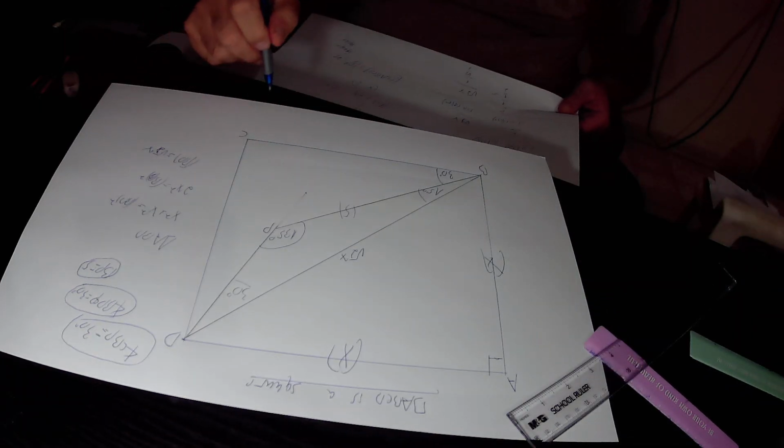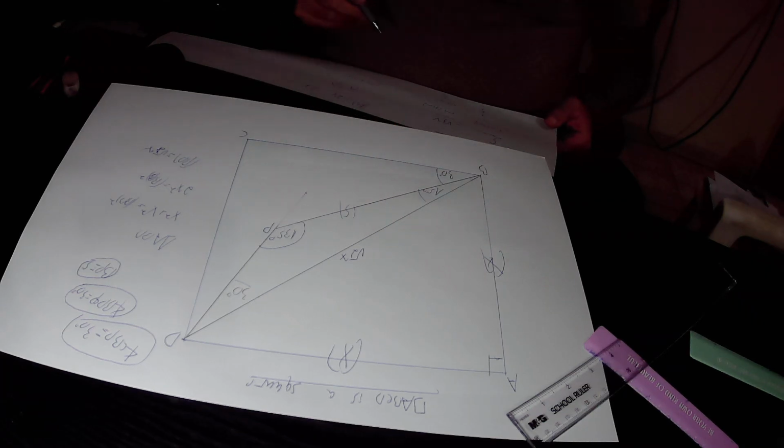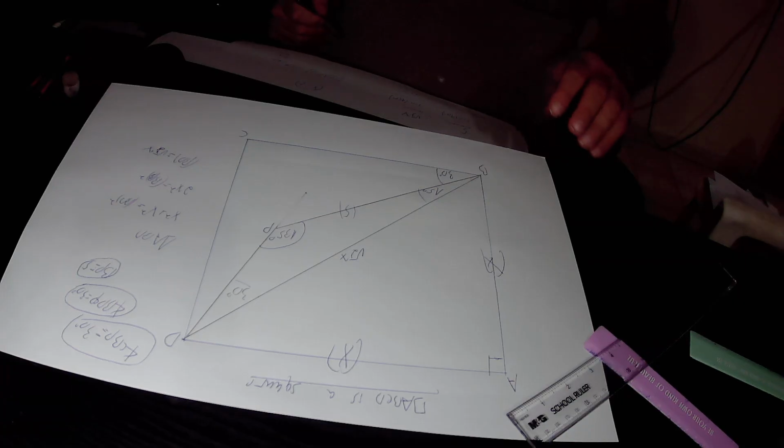So the answer to the question is that the area of this square ABCD is equal to 25 square units in size. So the next step, I will summarize the lecture.